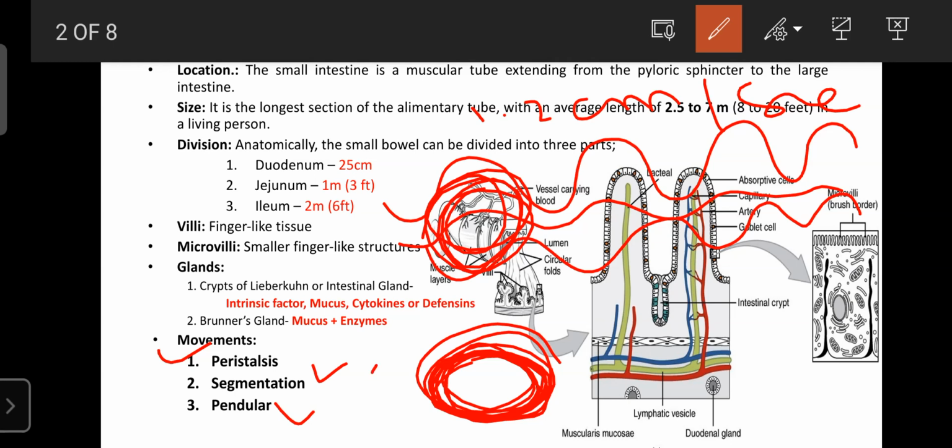Its rate is 5 centimeter per second. The pendular movement is also controlled by the myogenic drive, or muscles of the small intestine, and the pendular movement is similar to the segmentation. It means it is also a circular movement. The rate is 5 centimeter per second. This pendular movement is also helpful for the mixing of the food with the digestive juice in the small intestine. So these are the three different movements present in the small intestine.